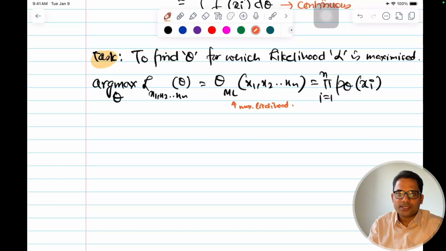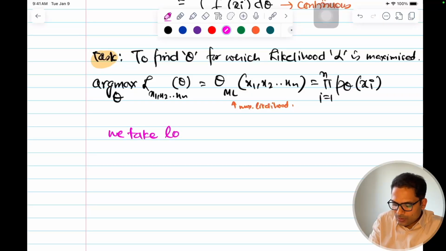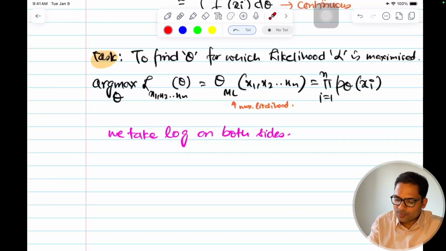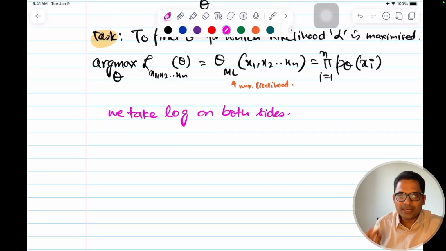So how do we make it easy? A general way across machine learning, you will find that whenever there is a product, what do you do? What makes a product a sum? There's a function called log. So we take log on both sides. This will convert the product into a sum. We know that. And also log is a monotonic increasing function. So as x increases, log will also increase. So this doesn't impact. So we can easily, happily take log.